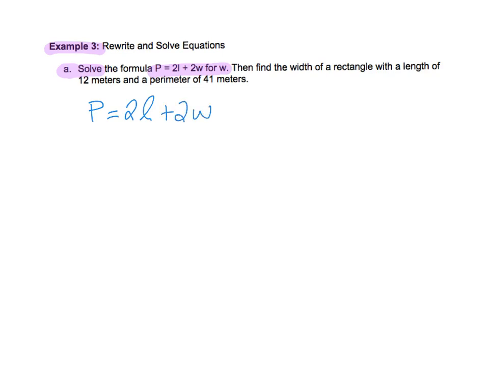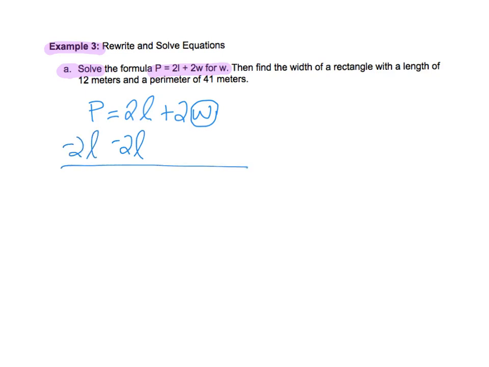Hopefully you jotted that down. And I need to get this W by itself. So again, the technique I'm using is SADMAP. So I want to undo any subtraction or addition that I see in the problem. And when I look at this, what I see here is that this 2L is being added on to the variable part that has the W in it, the 2W. So I need to get rid of this 2L first. So I'm going to do that by subtracting 2L from both sides.